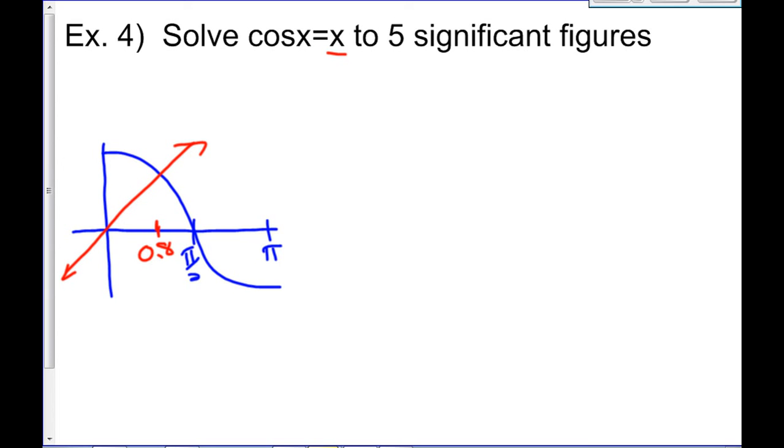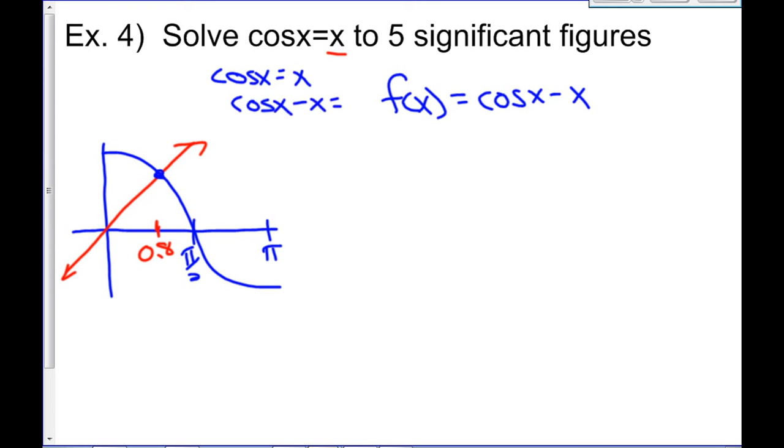Okay, we've got the graph, so we know where that point of intersection is. And our method is this. We turn this into a function. So that means putting everything on one side. So we're going to solve cos x equals x by turning it into the function cos x minus x equals 0. Okay, that's what gives us our f of x.